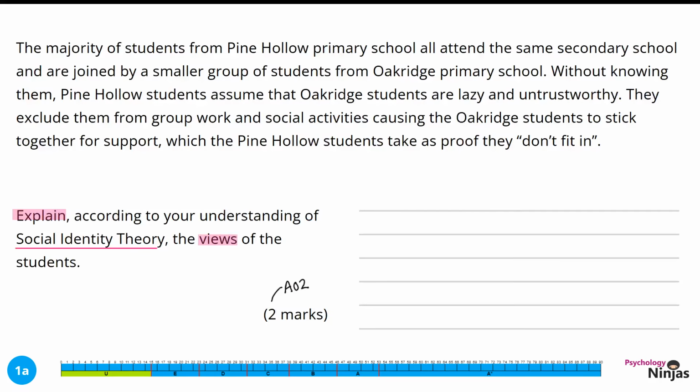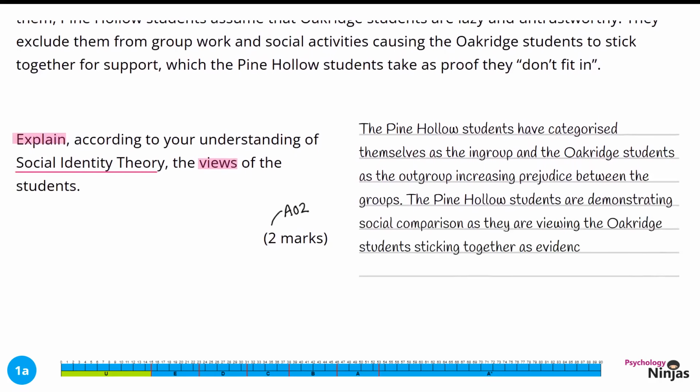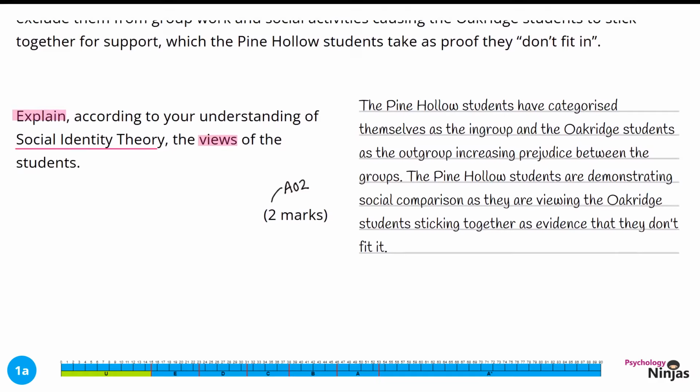Let's have a look at our answer. The Pine Hollow students have categorised themselves as the in-group and the Oak Ridge students as the out-group, increasing prejudice between the groups. The Pine Hollow students are demonstrating social comparison as they are viewing the Oak Ridge students sticking together as evidence that they don't fit in.